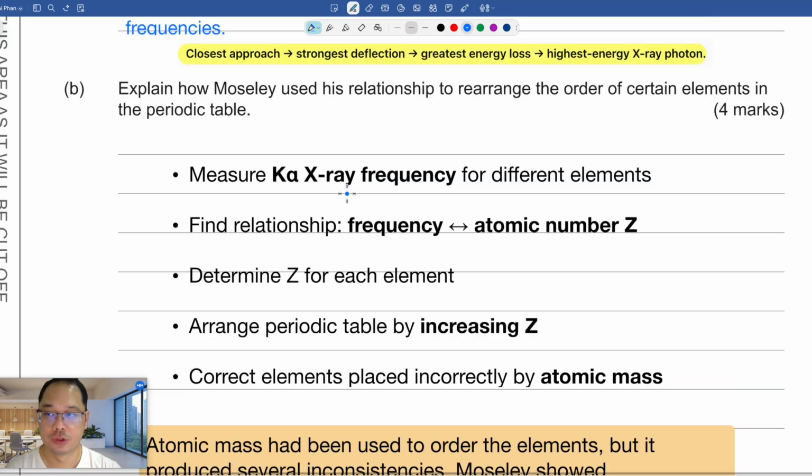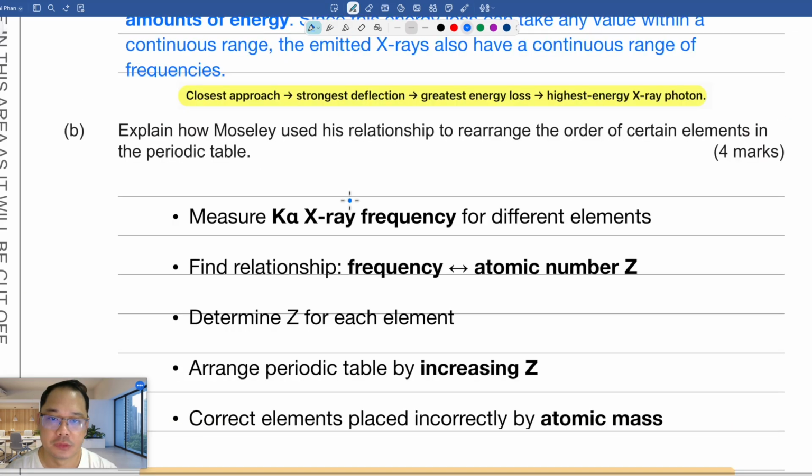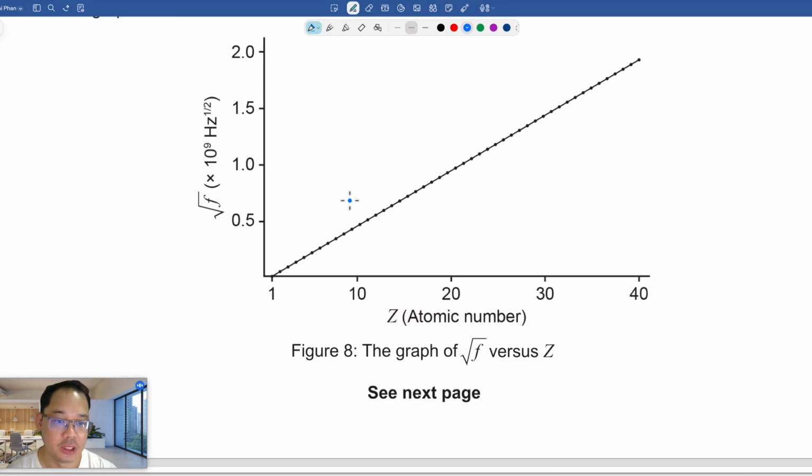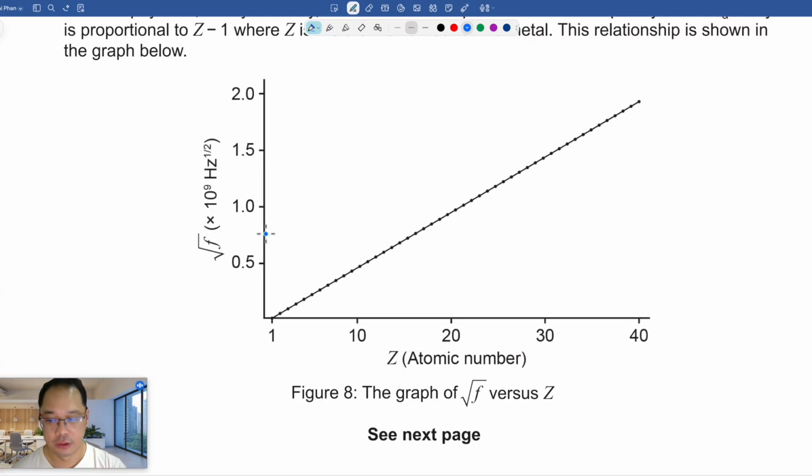Let's move on to question B. Explain how Moseley used his relationship to rearrange the order of certain elements in the periodic table. Let's look at the relationship given here. It is a linear relationship between the square root of frequency and the atomic number, which is the sum of the proton and neutron numbers in a nucleus. It's supposed to be a straight line which passes through the origin of its graph.